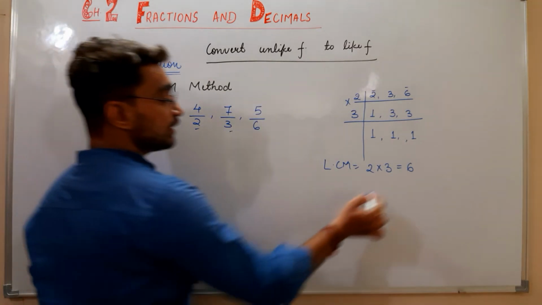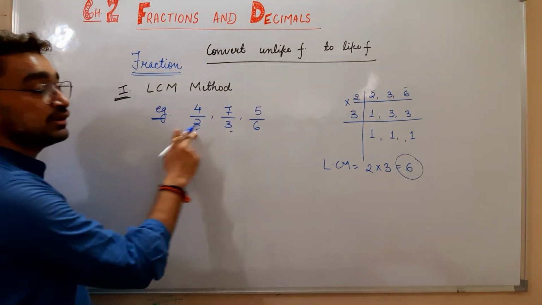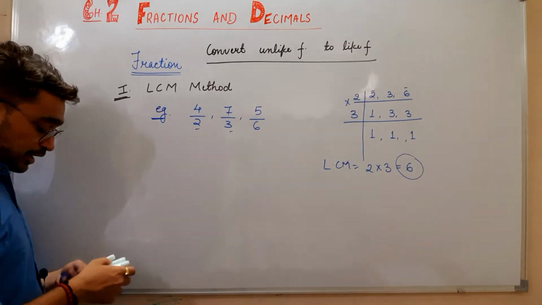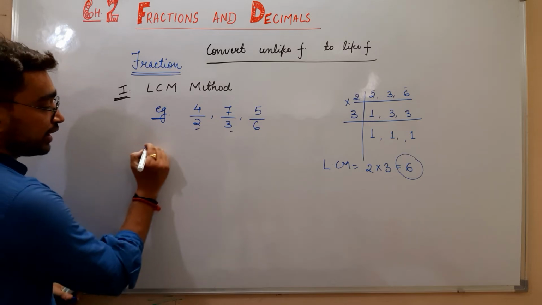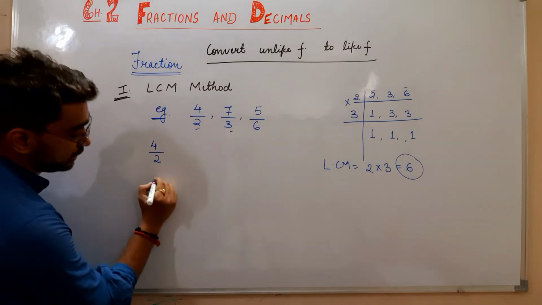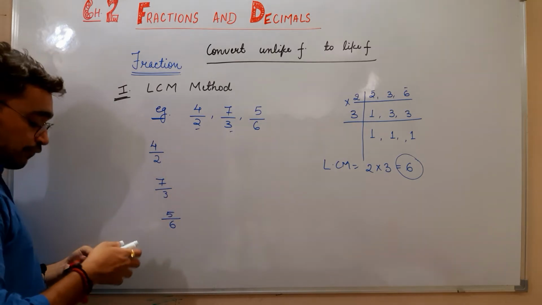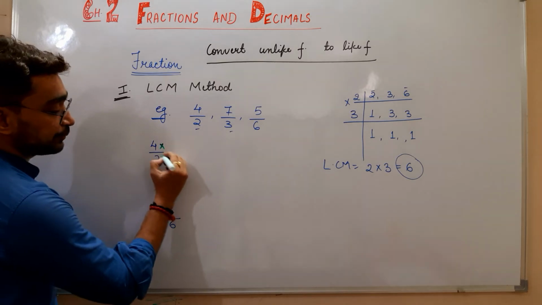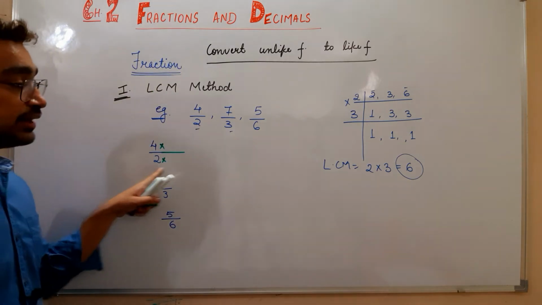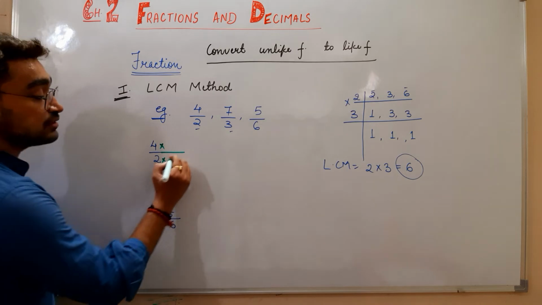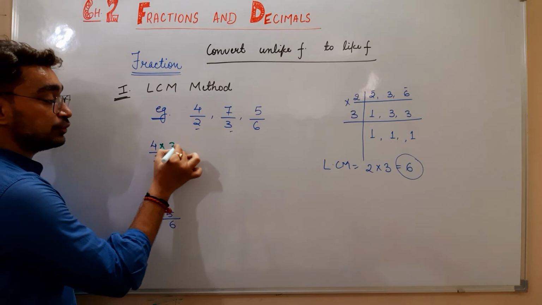Now if I am getting my LCM as 6, I want to make all the denominators 6. I already have 4 by 2, 7 by 3 and 5 by 6. What number should I multiply in 2 to become 6? We know that 2 3s are 6. So if I am multiplying 3 in the denominator, I have to multiply 3 in the numerator also.